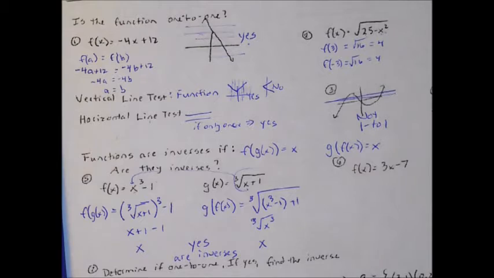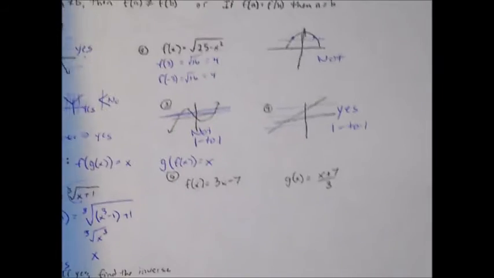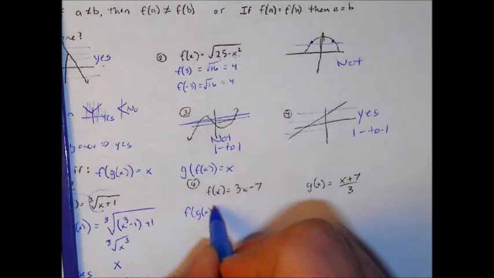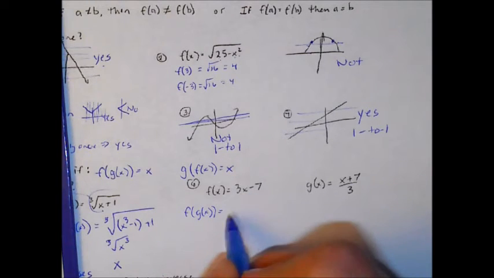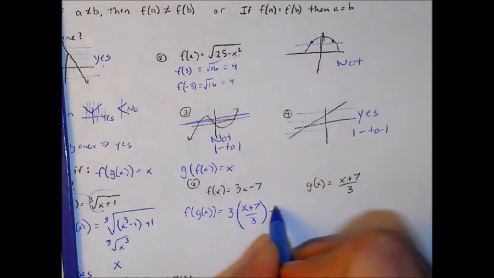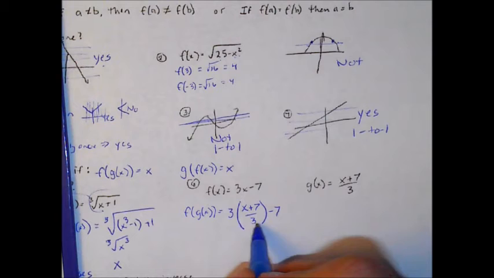Okay, if I test the next one here, if I find f of g of x, I take this and plug it in right here, so I have 3 times. If I distribute through here, the 3's cancel, so I have x plus 7 minus 7, which is x.